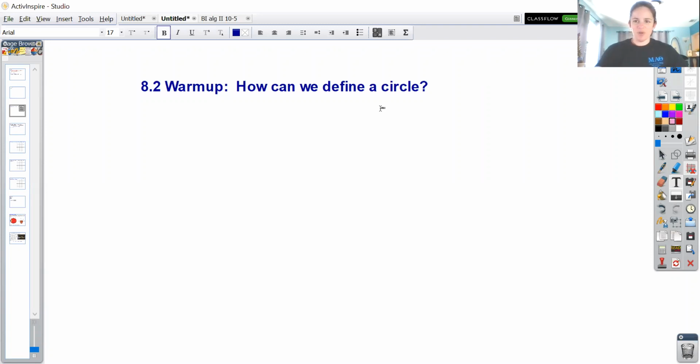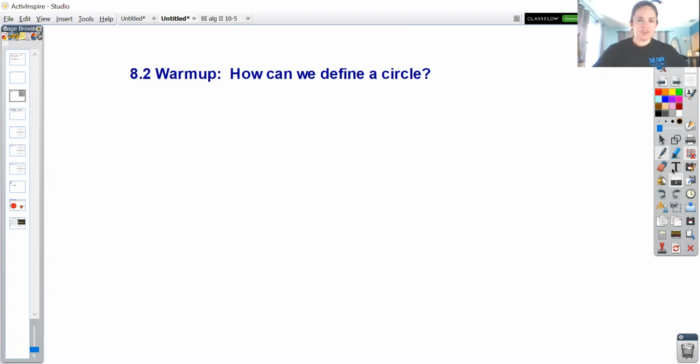And for today's warm-up problem, I want to talk about how you could maybe define a circle. And since I can't have this discussion with you, I just want you to think about it yourself. How would you define a circle? It's round, right? Okay, well, besides that, how would you describe the set of points that make up a circle?